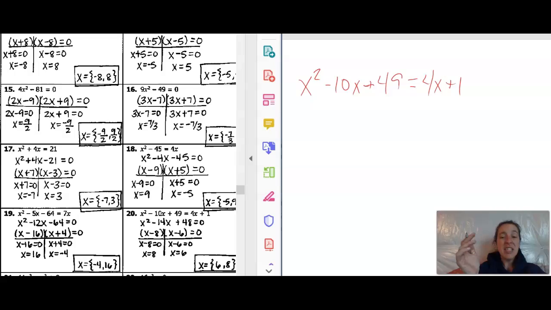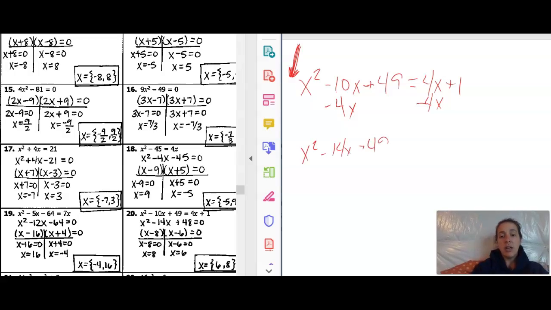So first thing is, not everything's already on one side, so let's do that first. I see I have to subtract this 4x. Generally, to make your life easy and doable, you want the value in front of your x squared term to be positive. So move everything to whatever side would keep that positive. So I'm going to subtract that 4x, so now I've got x squared minus 14x plus 49 equals 1. And then I'm going to subtract that 1. So I've got x squared minus 14x plus 48 equals 0. Sweet, now I've gotten everything to one side and I'm set equal to 0.